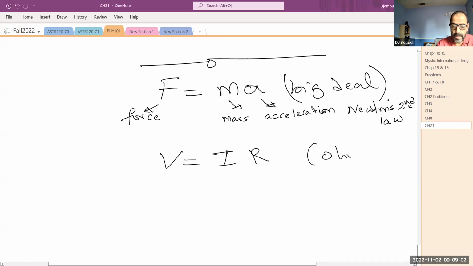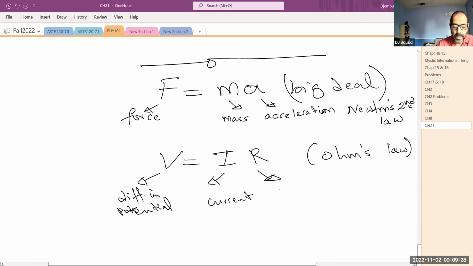This is Ohm's law. And again, you have a cause and effect relationship in here too, where the voltage is the difference in potential between 2 points. This is the current, and this is the resistance. So this is for circuits.